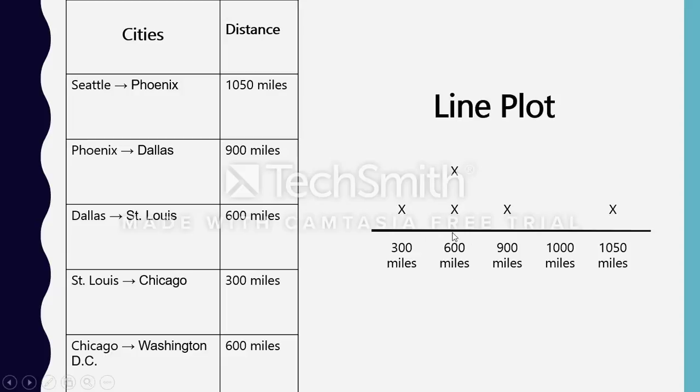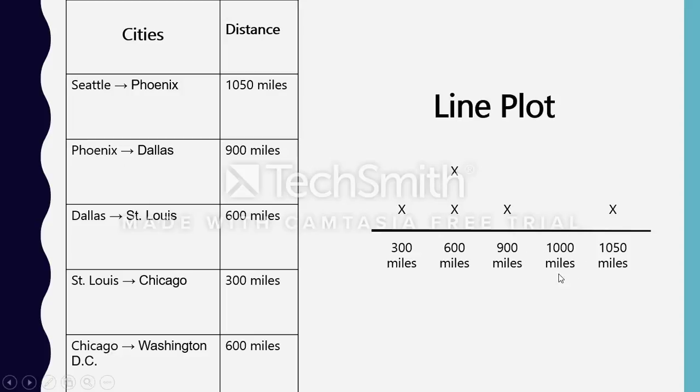And then the second one is a trip that took 600 miles. For a trip that took 600 miles, there's two X's. So that means they had two trips that took them 600 miles. And if we reference back to our chart, that was Dallas to St. Louis and Chicago to Washington, D.C. And if we look at this portion of the chart right here, it says 900 miles, and there's only one X here, so that means only one trip took them 900 miles, and that's displayed here with Phoenix to Dallas.